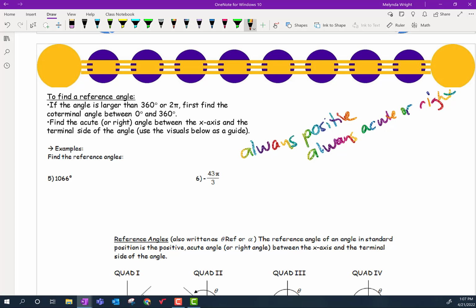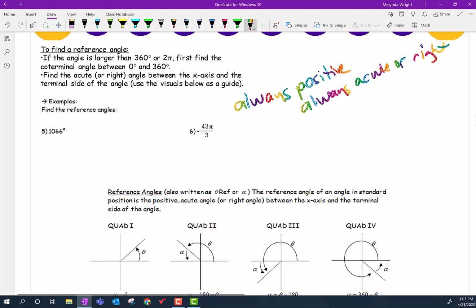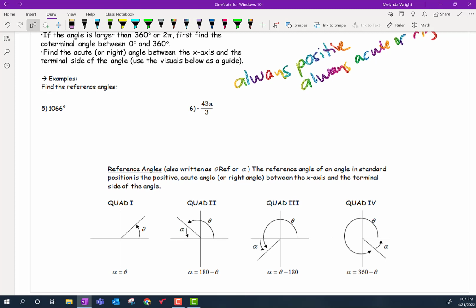Always. Okay? I have a little diagram that's been drawn down here to give you some guidance on how you find the reference angle. This is really, really important: it's between the x-axis and the terminal side. Never, ever, ever the y-axis. Always the x-axis and the terminal side. Let's take a look at these down here. This is just guidance. You don't have to memorize the formulas. You can just use common sense.